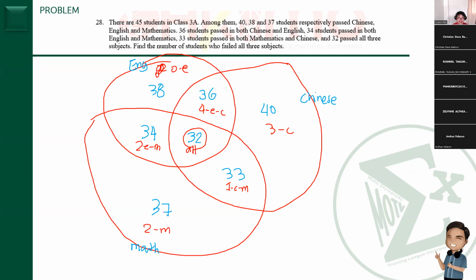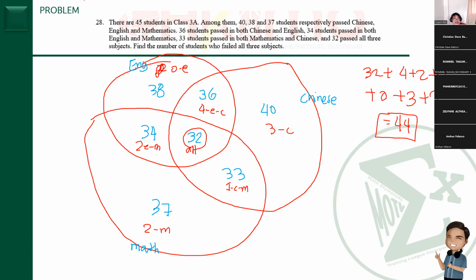So how many are there now? 32 plus the guys who pass two subjects, 4 plus 2 plus 1, and the guys who pass only one subject, 0 plus 3 plus 2. Let's add that up. 32 plus 4 plus 2 plus 1 plus 3 plus 2. That's 44. So in total, we're able to see that there are 44 of them in this Venn diagram.